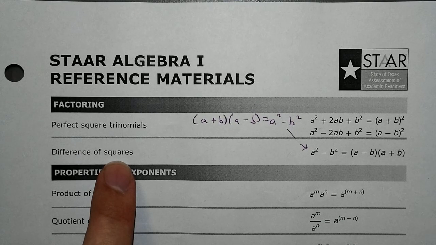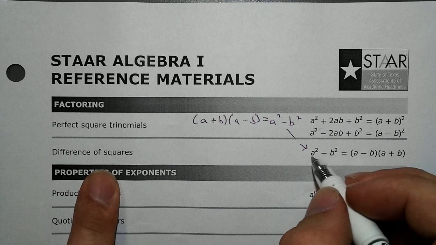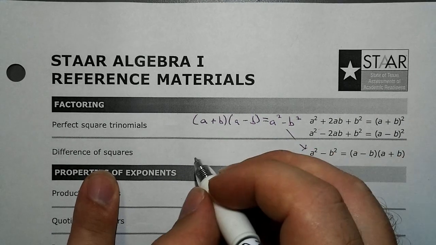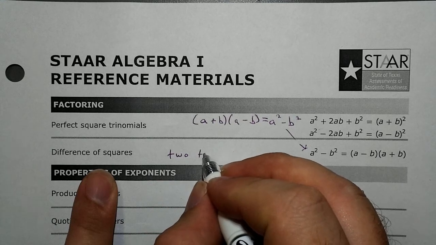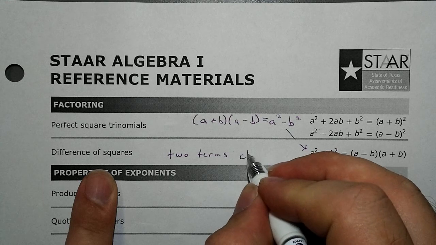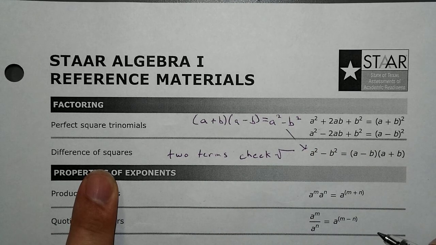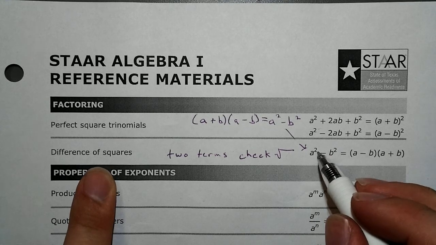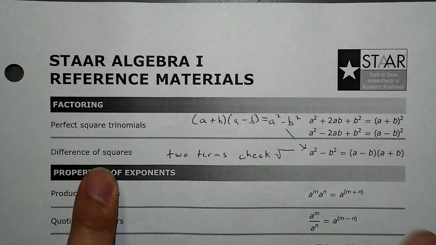Not a whole lot to check, but remember, if you just see two terms, like in the difference of squares, you want to check if they have a perfect square root. Like a squared is always going to be square root, which is a, b squared is always going to be square root, which is just b.